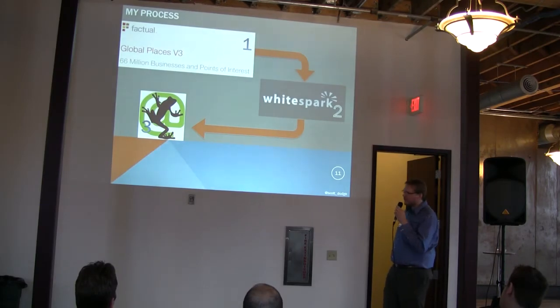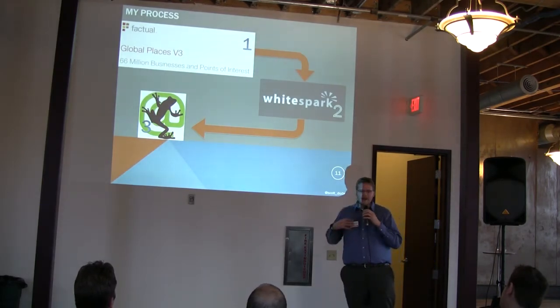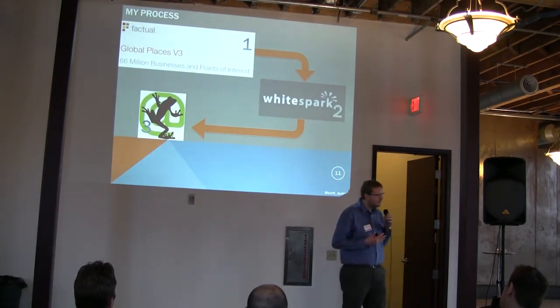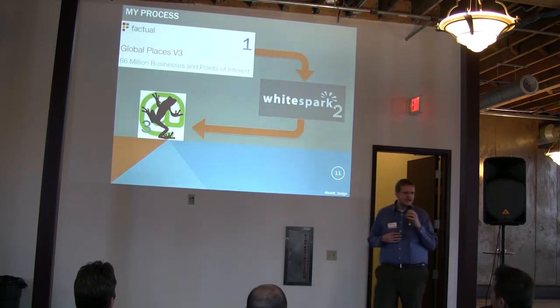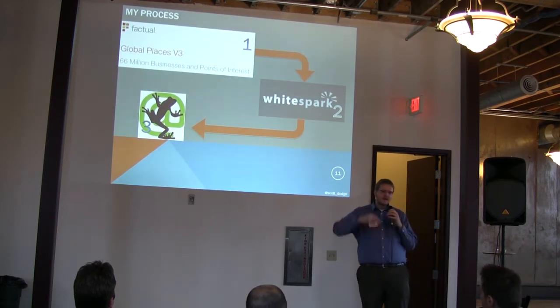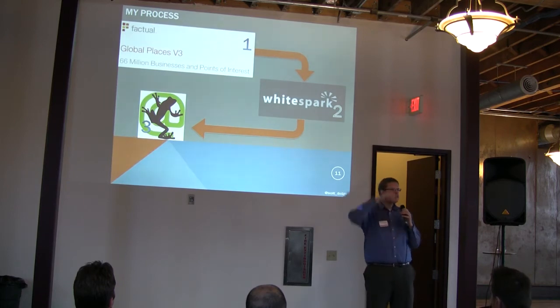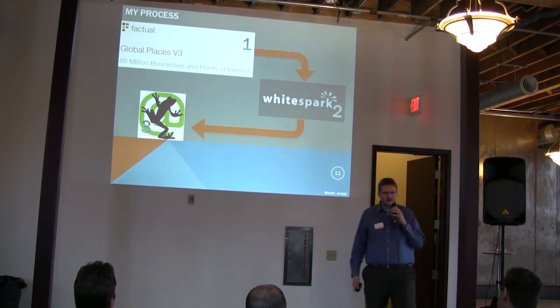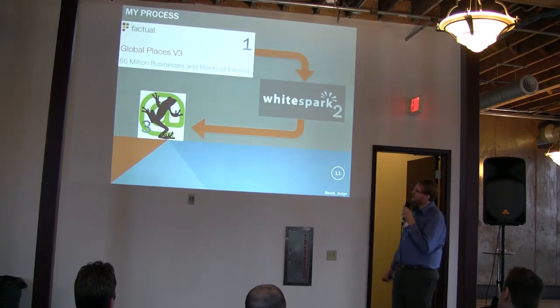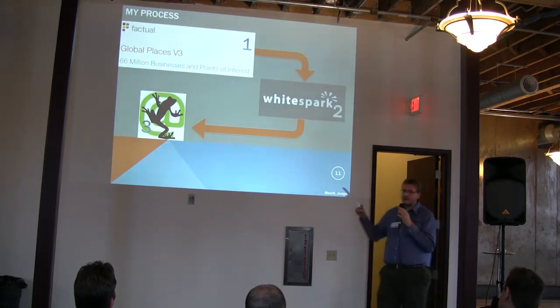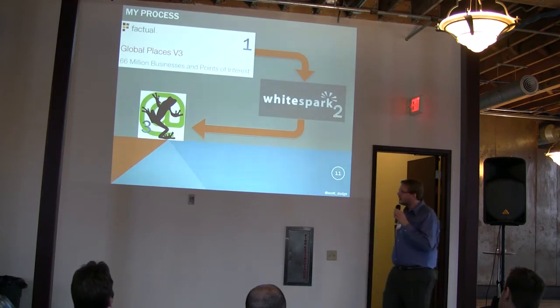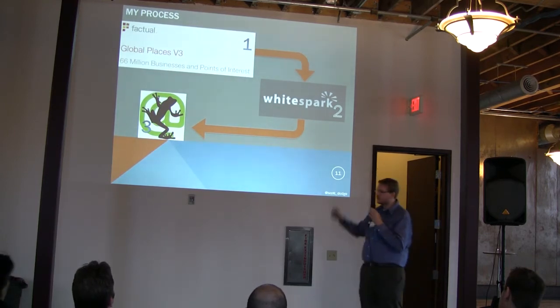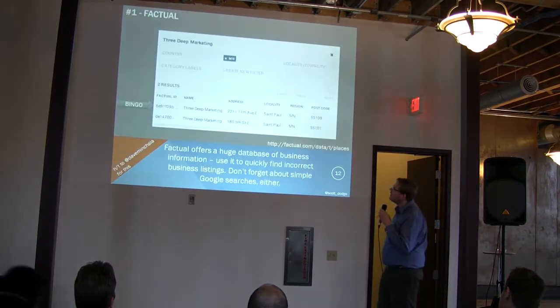So here's my process to rapidly, or scalably, identify these issues. The end goal here is to come up with a list of things you need to clean and things you don't need to clean. My process is I like to start with a thing called Factual. I'll go into each of these in detail, then take that information, plug it into Whitespark, and then go to Screaming Frog if necessary.